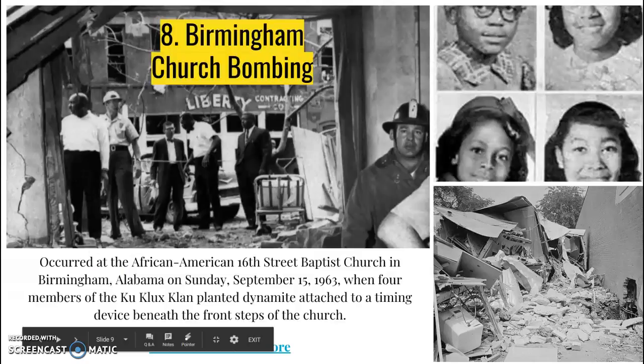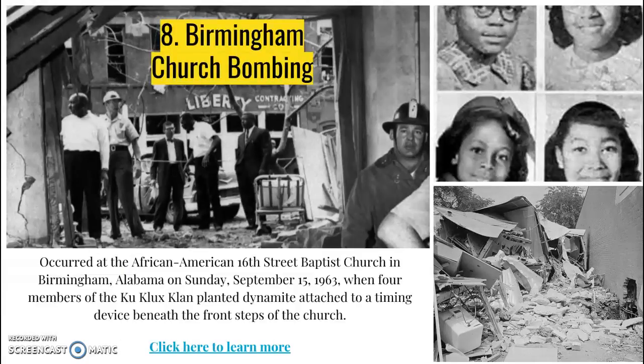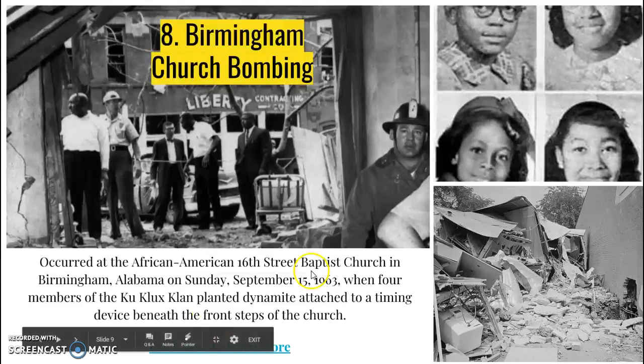The Birmingham church bombing occurred at the African American 16th Street Baptist Church in Birmingham, Alabama on Sunday, September 15th, 1963, when 4 members of the Ku Klux Klan planted dynamite, which were attached to a timing device beneath the front steps of the church. You can click there to learn more about that.